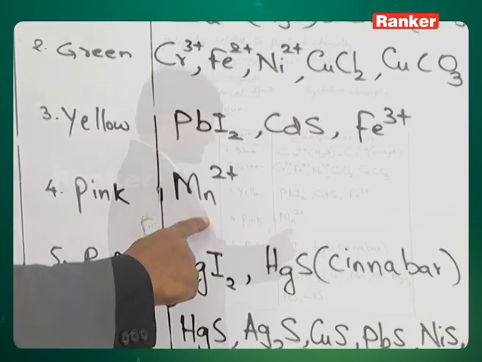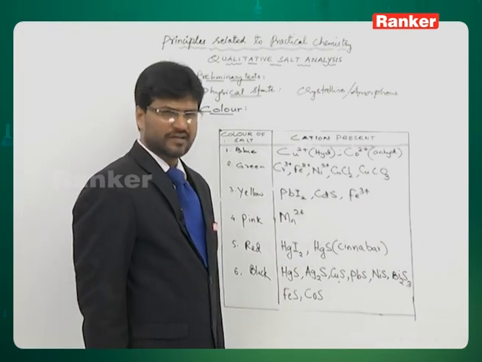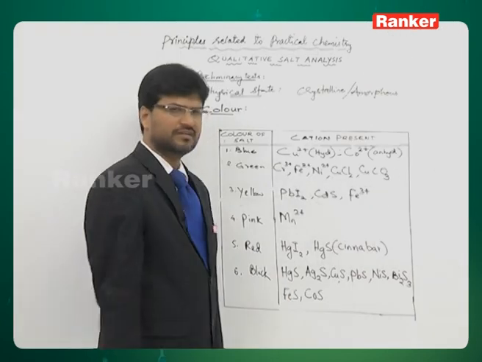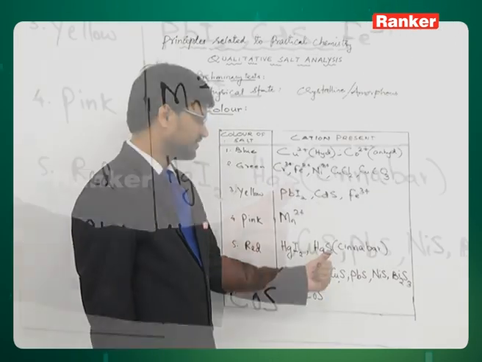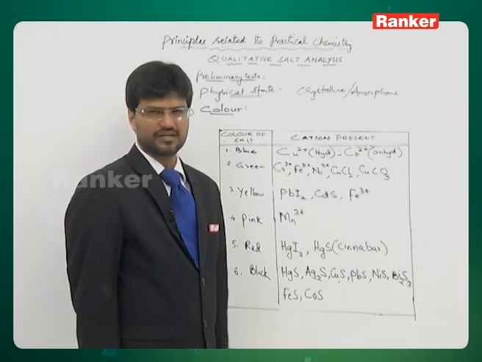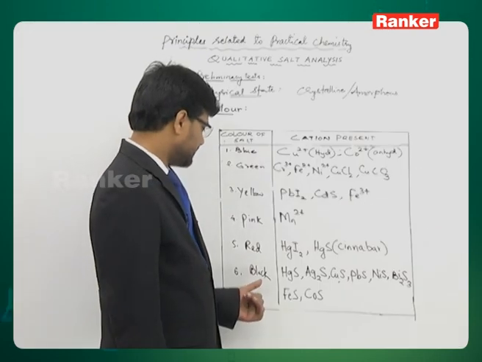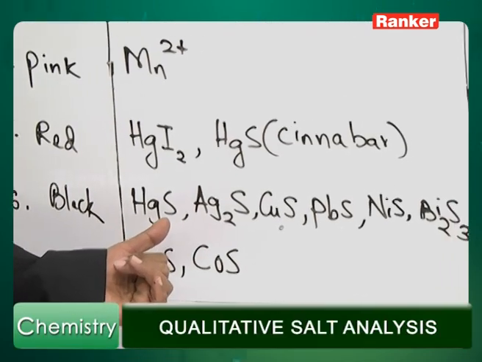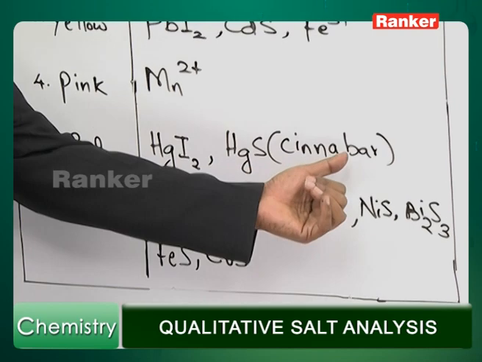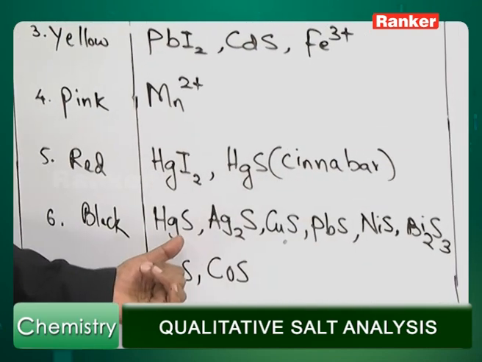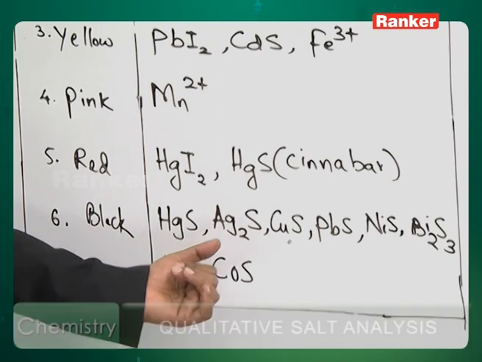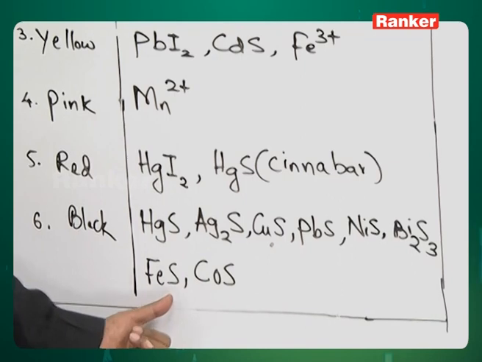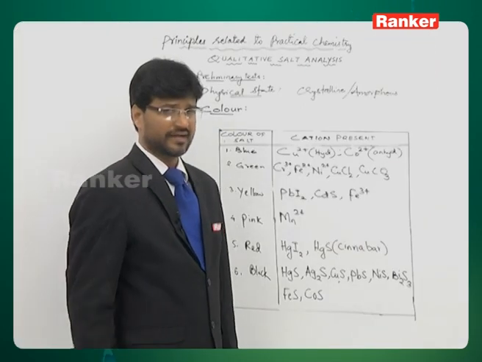If your salt is pink in color, then it is more likely a manganese salt, Mn2 plus. If your salt is red, then it may be mercuric iodide or mercuric sulphide in the form of cinnabar ore. If your salt is black, then it can be mercuric sulphide in the beta form, unlike mercuric sulphide in the cinnabar form. Silver sulphide, copper sulphide, lead sulphide, nickel sulphide, bismuth sulphide, ferrous sulphide, cobalt sulphide, these are all black in color.